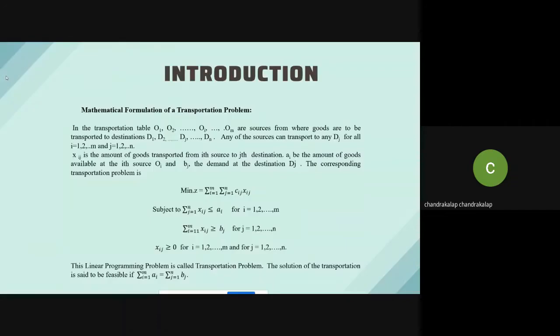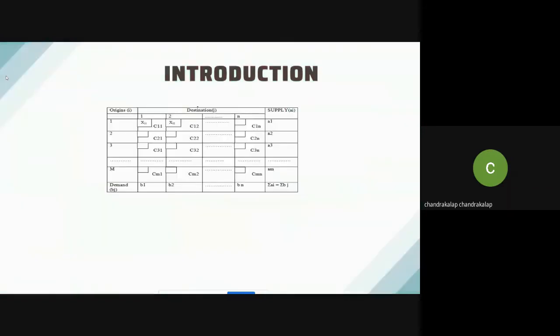This is the formulation of the transportation problem. There are O1, O2, and so on, OM, M origins, and D1, D2, and so on, DN, N destinations. Our objective is to minimize the total transportation cost. This is the transportation table.